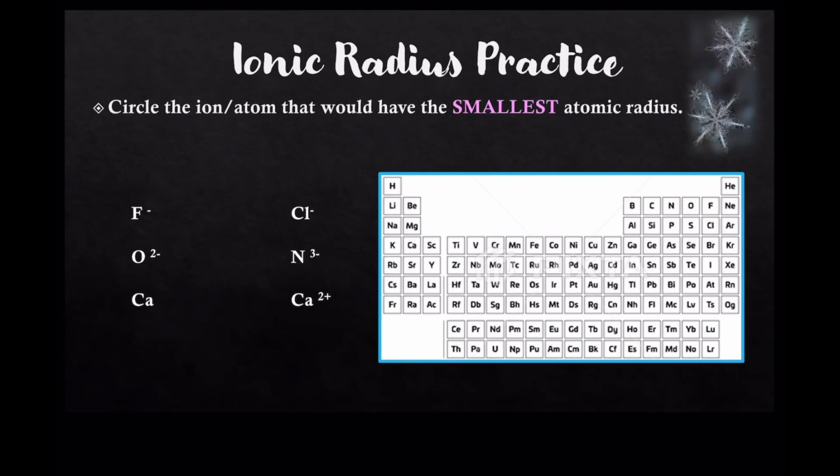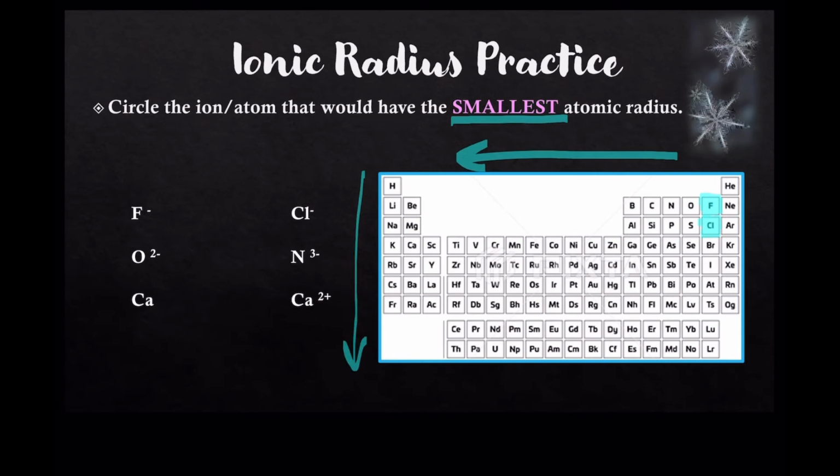Let's take a look and see if we can apply our knowledge to these examples. So let's find these ions on the periodic table. F negative, that's fluorine, the fluorine ion, and chlorine negative is the chlorine ion. And we're looking for which one is the smallest amongst these two. So remember, ionic radius increases in the same way that atomic radius increases, moving left and down.